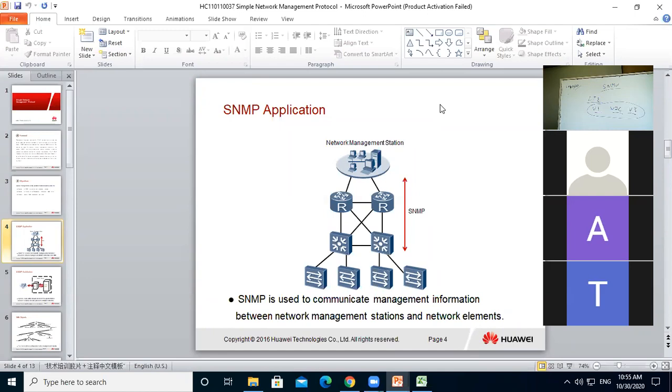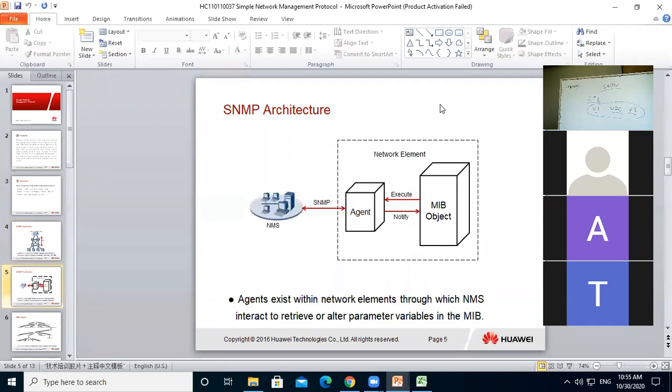Next, we have the SNMP architecture. In this case, there is one term used, MIB object. MIB stands for Management Information Base. So SNMP architecture is based upon the agent, as shown in the diagram.